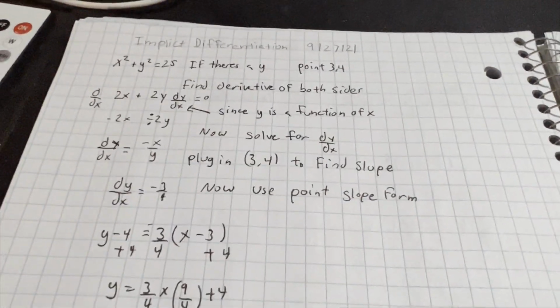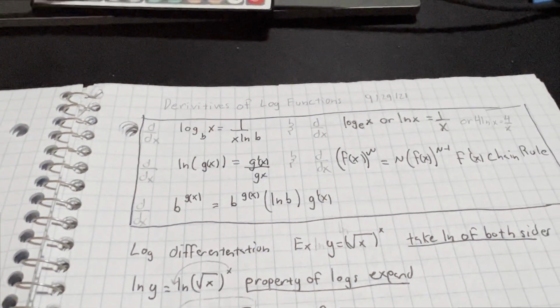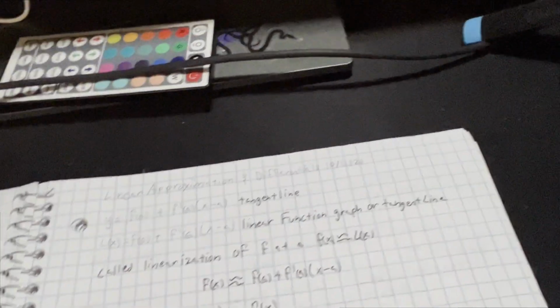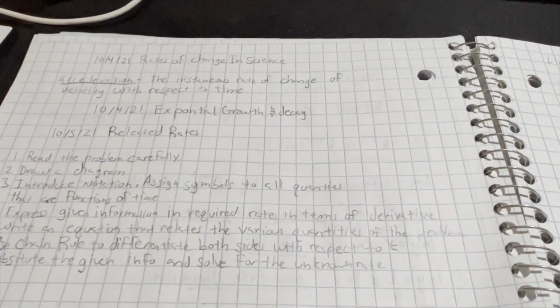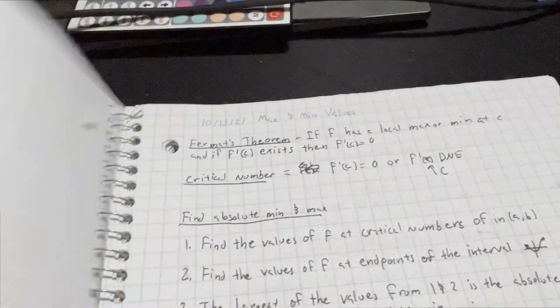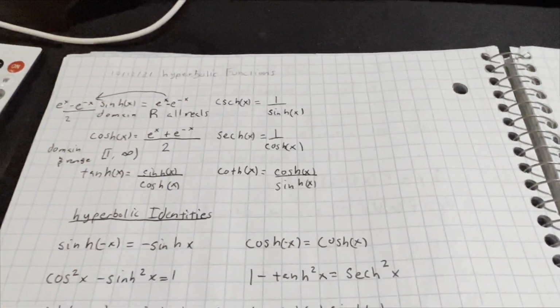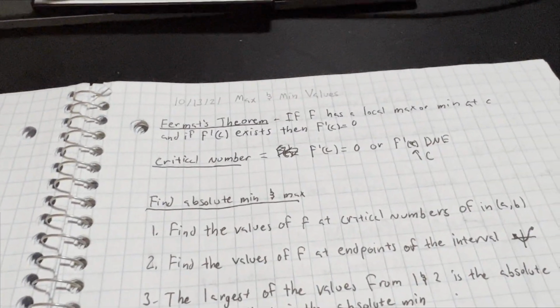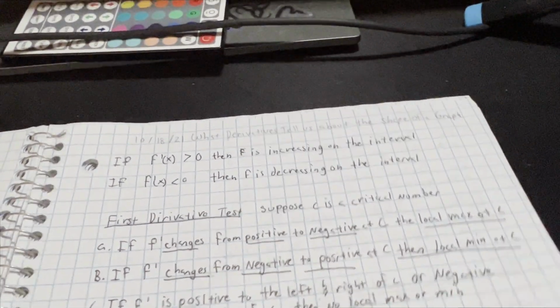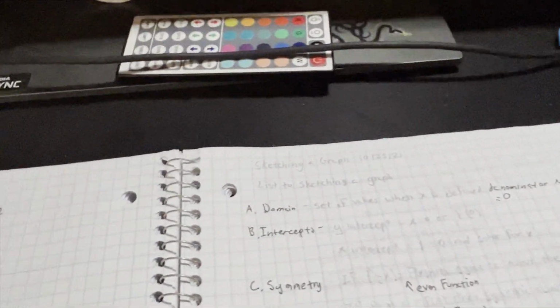Implicit differentiation, don't remember that. Derivative of the log function, okay. Rates of change in science. Linear approximation. Hyperbolic functions. Max and minimum values. The mean value theorem, don't remember anything of this. What the derivative tells about the shape of a function? Don't really remember that either.